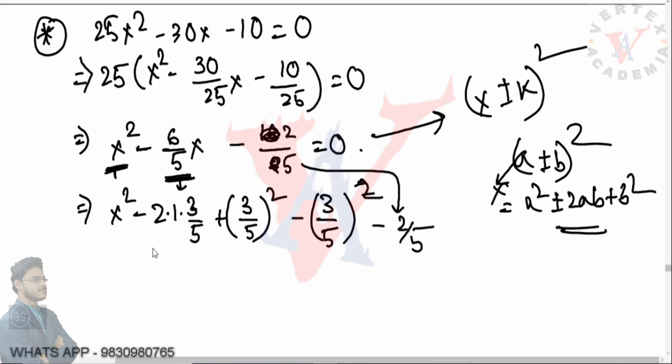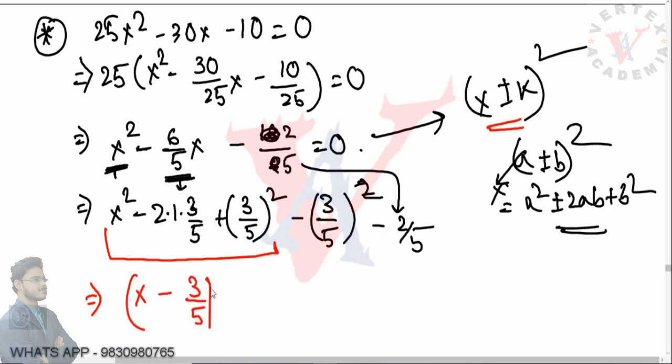as it is. So finally you can see here you have already made the x plus-minus k whole square type. So this is actually x minus 3 by 5 whole square. You have made this thing whole square minus 3 by 5 whole square minus 2 by 5.